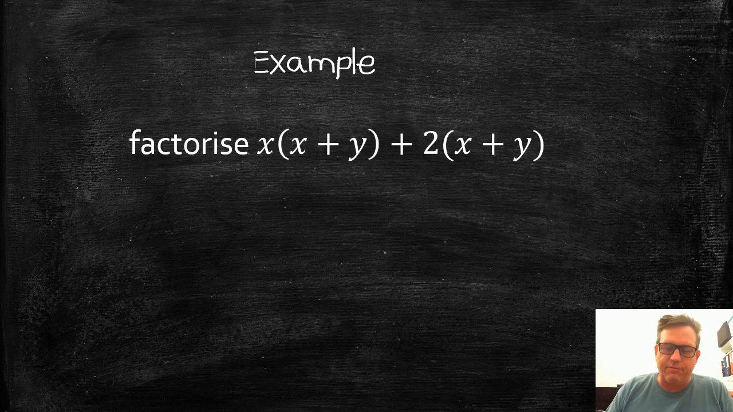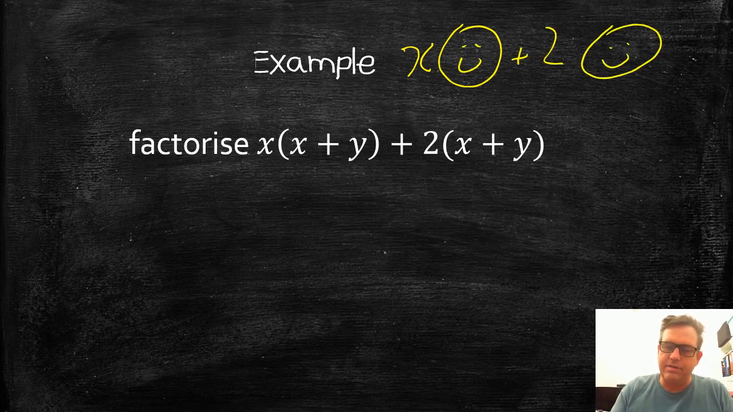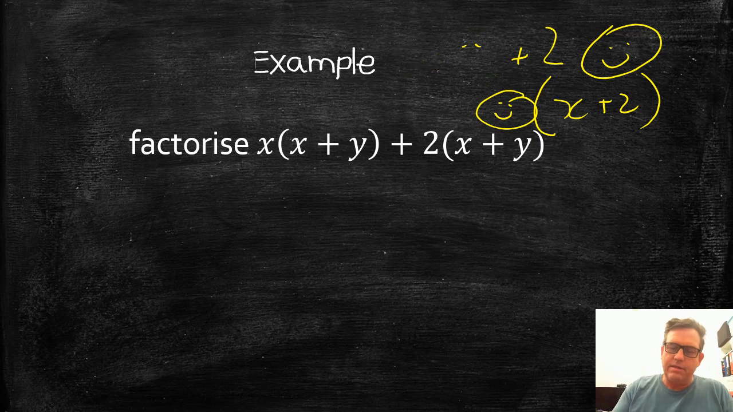Okay, so today we're going to start factorizing. So this looks different than what we've done before. I have x times (x plus y) plus 2 times (x plus y). Now let's think of this in a different way. If I had x times a smiley face plus 2 times a smiley face, well, what factor do they have in common? They both have a smiley face. So I can pull a smiley face out, and if I divide both of those, I'm left with x plus 2. So what we're going to do here is similar.